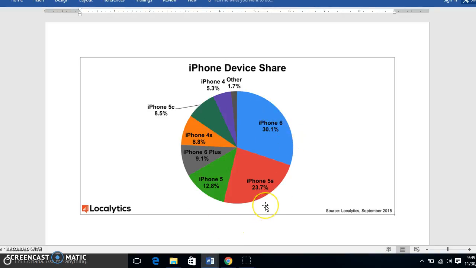Of all iPhones in the United States currently, now this was in 2015, the iPhone 6 is 30%, 23.7% were using the iPhone 5S, and then 12% was using the iPhone 5. So again, market shares can be different companies, or it can be devices or products within a company.